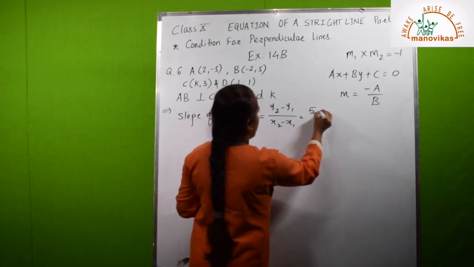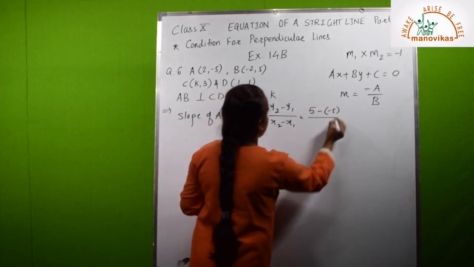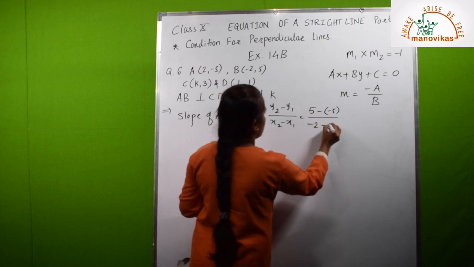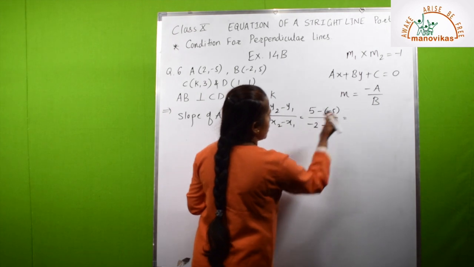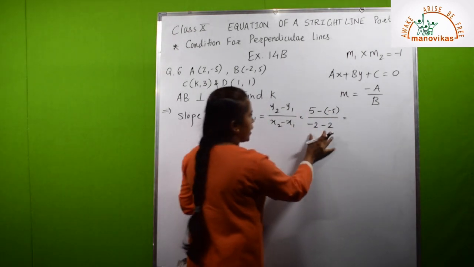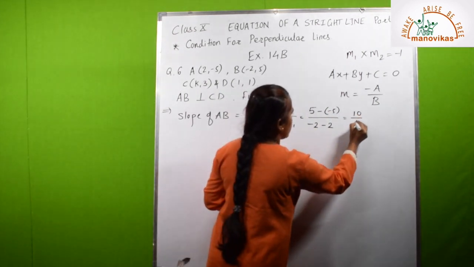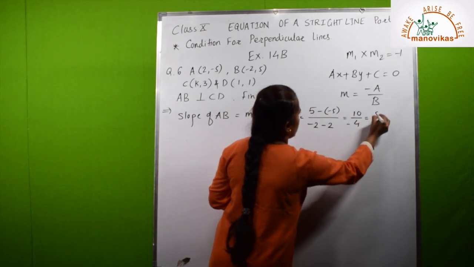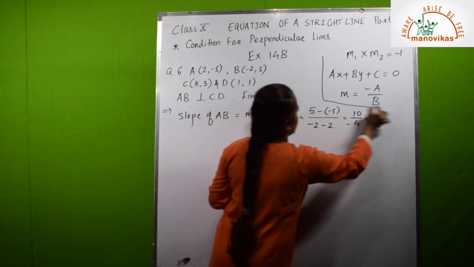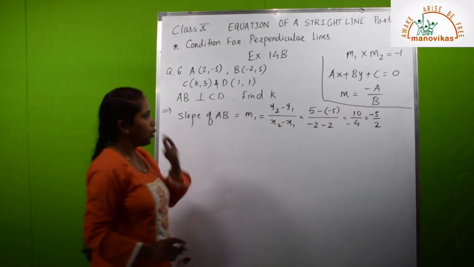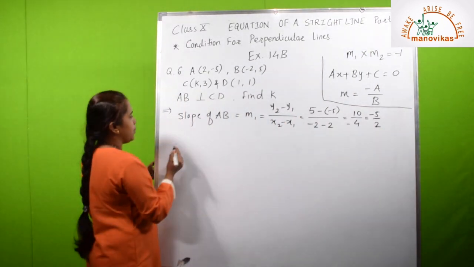That is 5 minus 5 upon minus 2 minus 2, which will be 5 minus plus 5, 10, upon minus 4. That is equal to minus 5 upon 2. This is the slope m1, that is for the AB line.